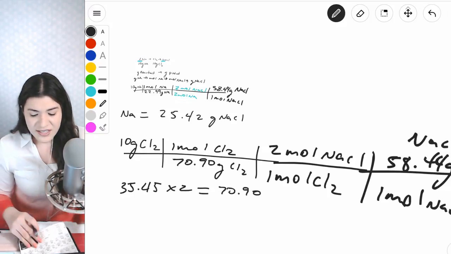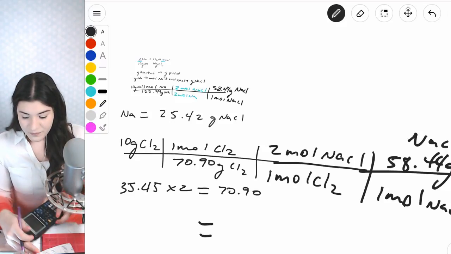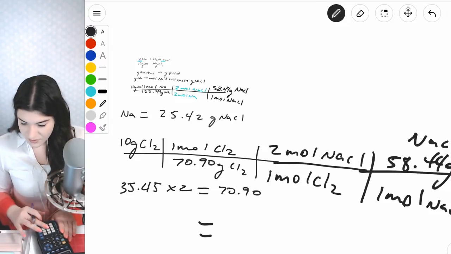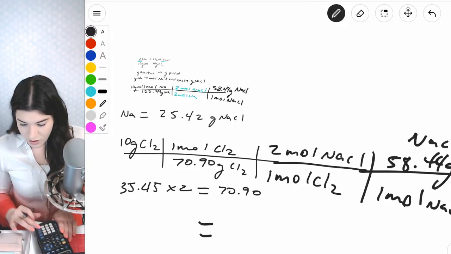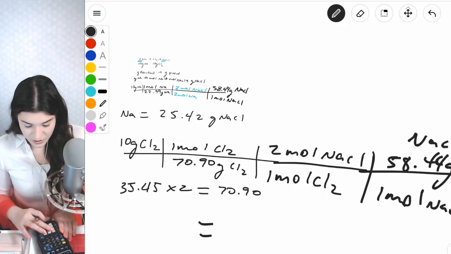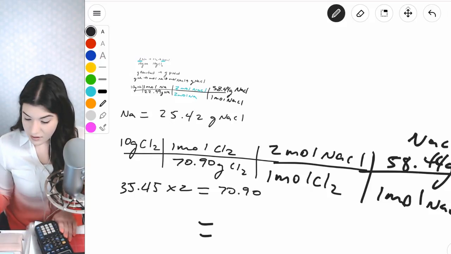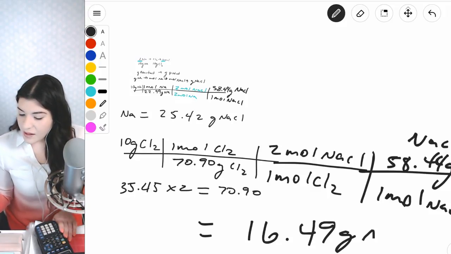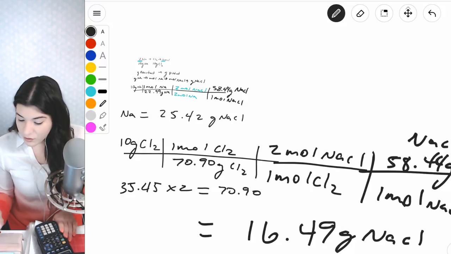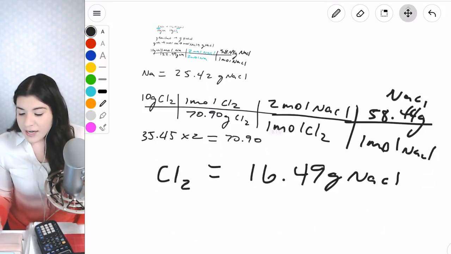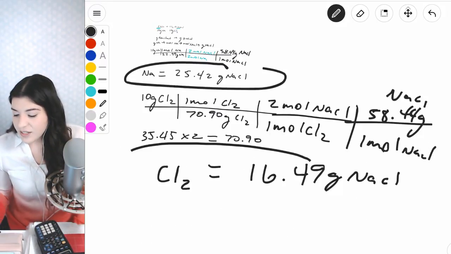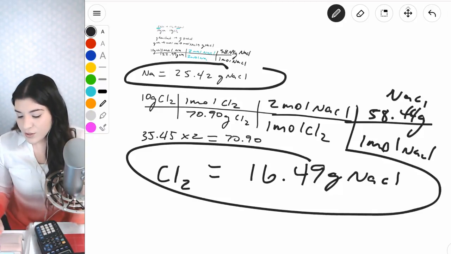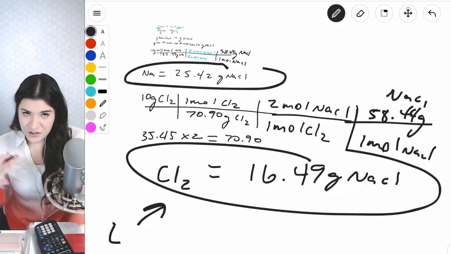We'll figure out how much that is, and we're almost done. So 10 times 58.44 times 2 divided by 70.90 gives us 16.49, give or take. This is how much our Cl2 produced. So what's your limiting reactant? Your limiting reactant is the reactant that produces the least amount of product. So Cl2 is our limiting reactant, or LR.